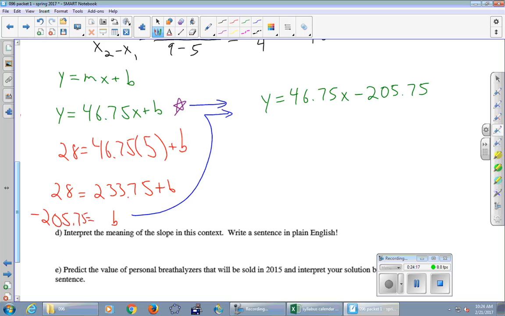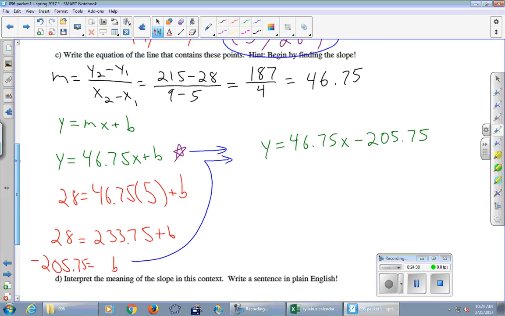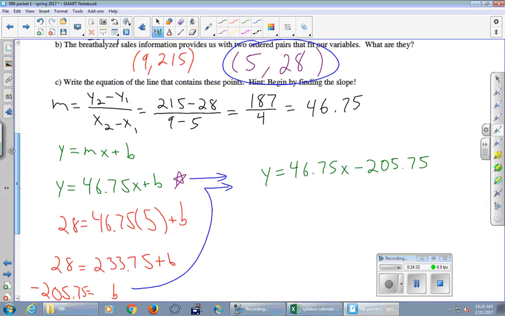Part D says interpret the meaning of the slope in this context. So that means we're going to write a sentence, try to explain in plain English what that slope means. Okay, the slope up here, we found it, right? It's 46.75. In order to interpret anything, I need units. I can't understand what that 46.75 is without knowing the units. Yeah, let's look at the units on the top first. I did 215 and 28.